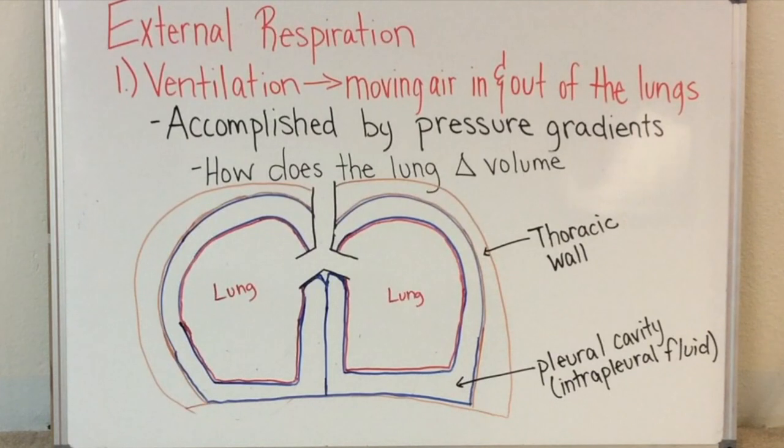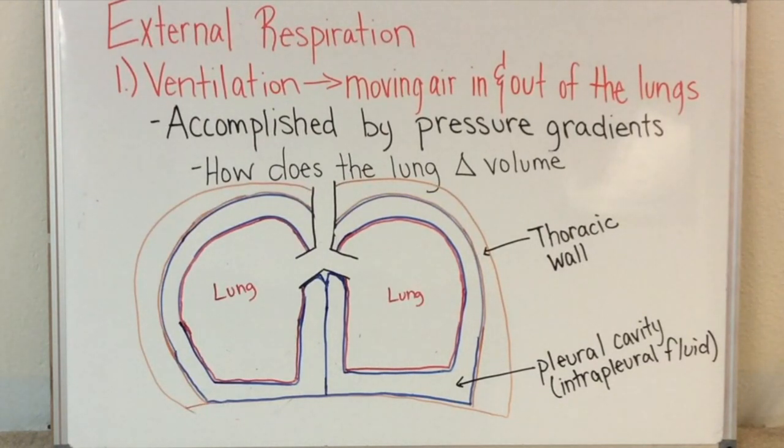Our lungs consist of two lobes, one found in the left thoracic cavity and one on the right side of the thoracic cavity. In order to change the volume, the lungs have to be adhered to a fixture of our thoracic wall. This is accomplished by the pleural cavity. The pleural cavity fully engulfs the lungs and is filled with an interpleural fluid. The pleural cavity is then securely attached to the thoracic wall.